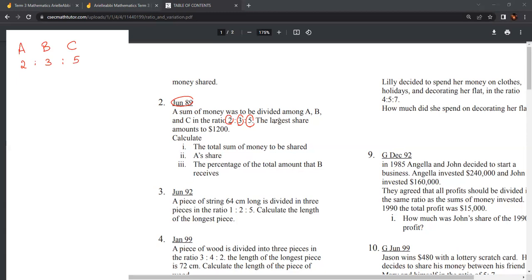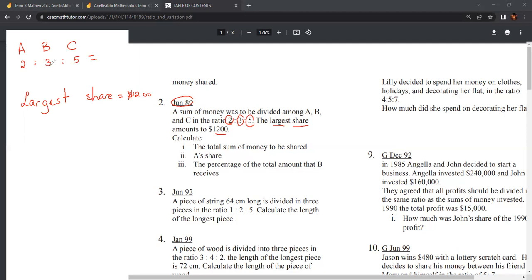They gave us a piece of information. They gave you a clue. They said the largest share was 1,200. They did not tell you the total amount of money. They told you the largest share is equal to $1,200. I could find my total number of parts.